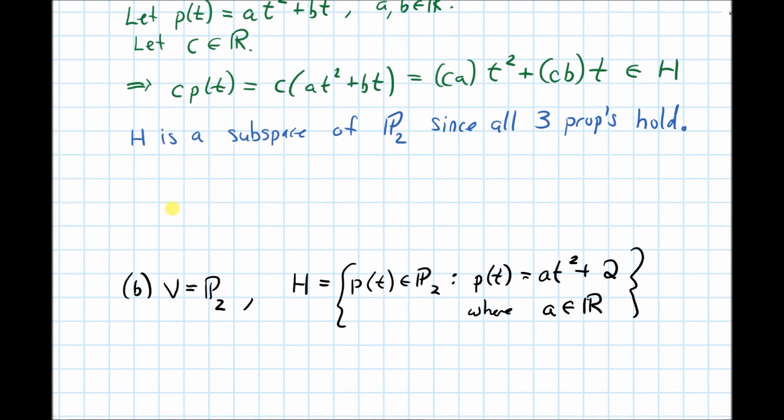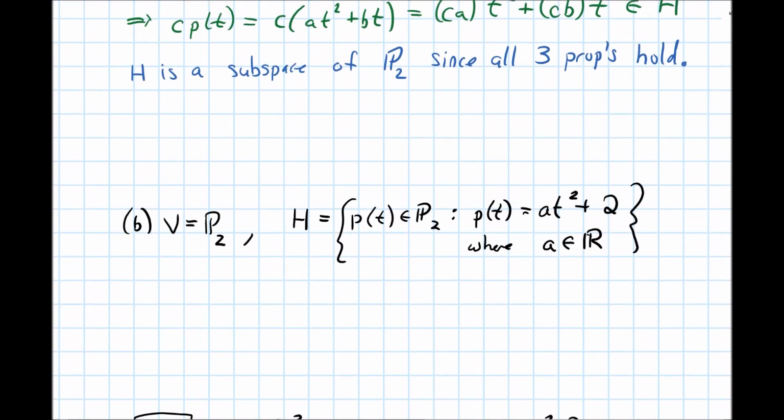Okay, so let's do another example. So this is part B. Let's say I had my vector space being P2 still, so polynomials of degree at most 2. And this time, H is the set of polynomials in P2 whose formula looks like P of t equals at squared plus 2, where a is a real number.